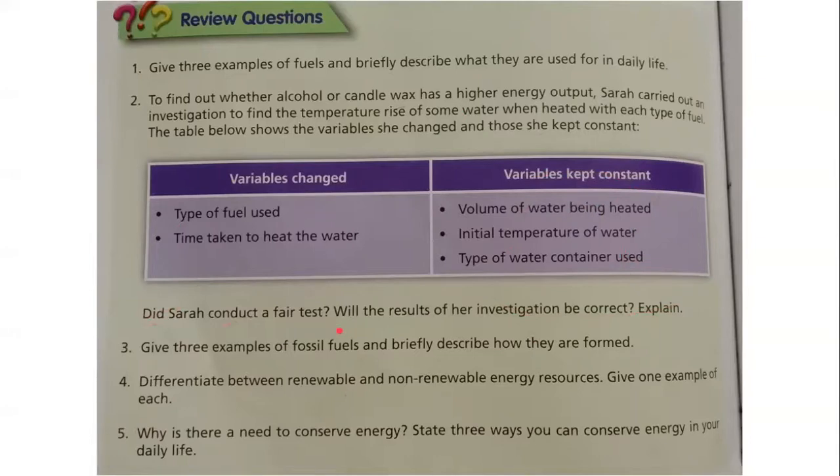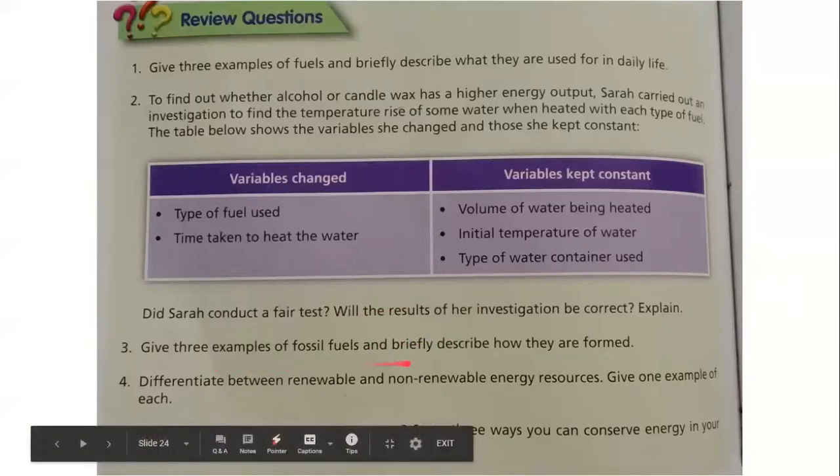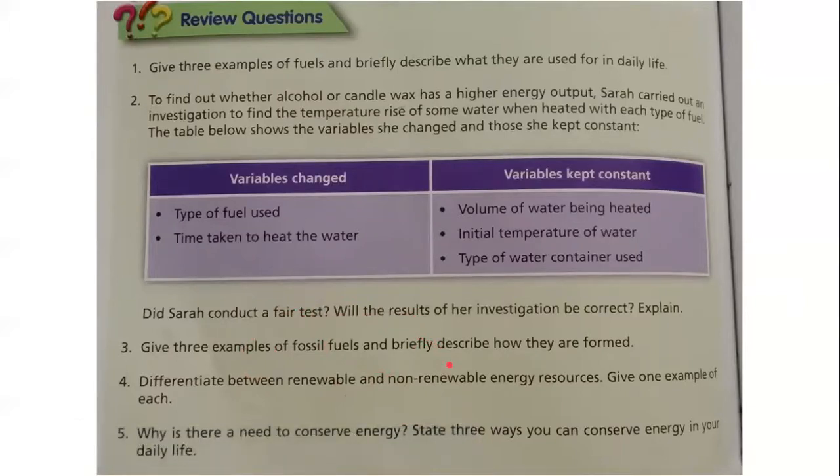So did Sarah conduct a fair test? You can answer this well. Will the results of her investigation be correct? If a test is not fair, can the results be correct or not? You need to explain that. Now give 3 examples of fossil fuels and briefly describe how they are formed. We have already discussed the fossil fuels. One is crude oil. You can also refer to the video and to the chapter of the book to see what the other 2 examples of fossil fuels are.